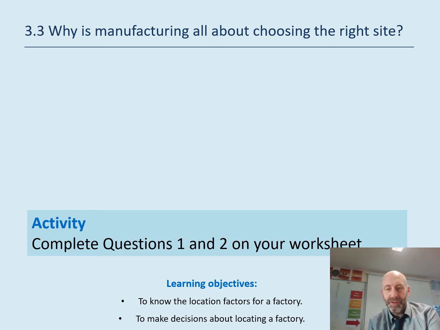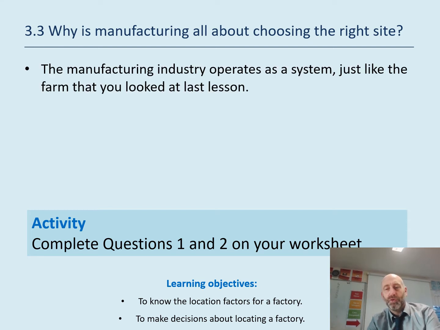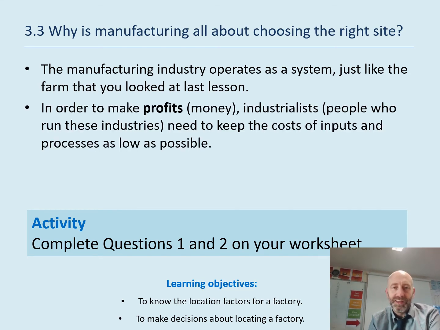The first thing I want you to do on that worksheet is have a look at questions 1 and 2 in a minute. But first of all, let's think about manufacturing. Manufacturing operates as a system, a bit like the farm did in the last lesson. That means you have inputs, processes that take place, and then outputs. You put things into the factory, it does things within the factory, i.e. makes stuff, and then you get something out, which is the end product.